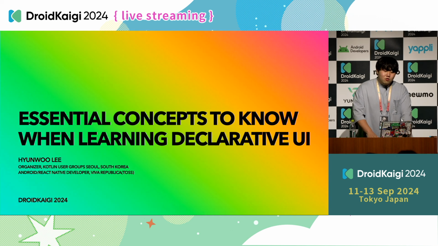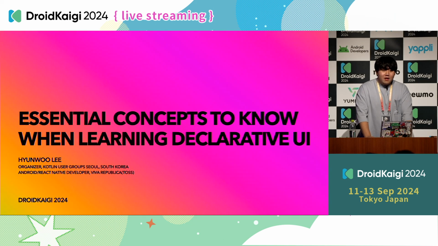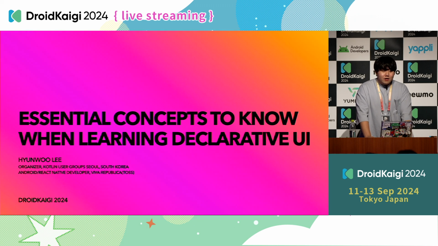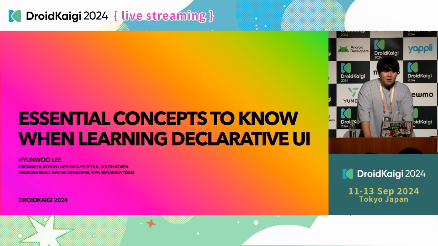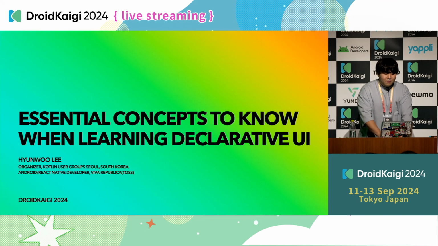My name is HyunWoo Lee, and I'm an Android and React Native developer at Viva Republica, a Korean company that operates Toss, the most popular financial app in South Korea. Additionally, I'm the organizer of the quarterly user group in Seoul, South Korea.